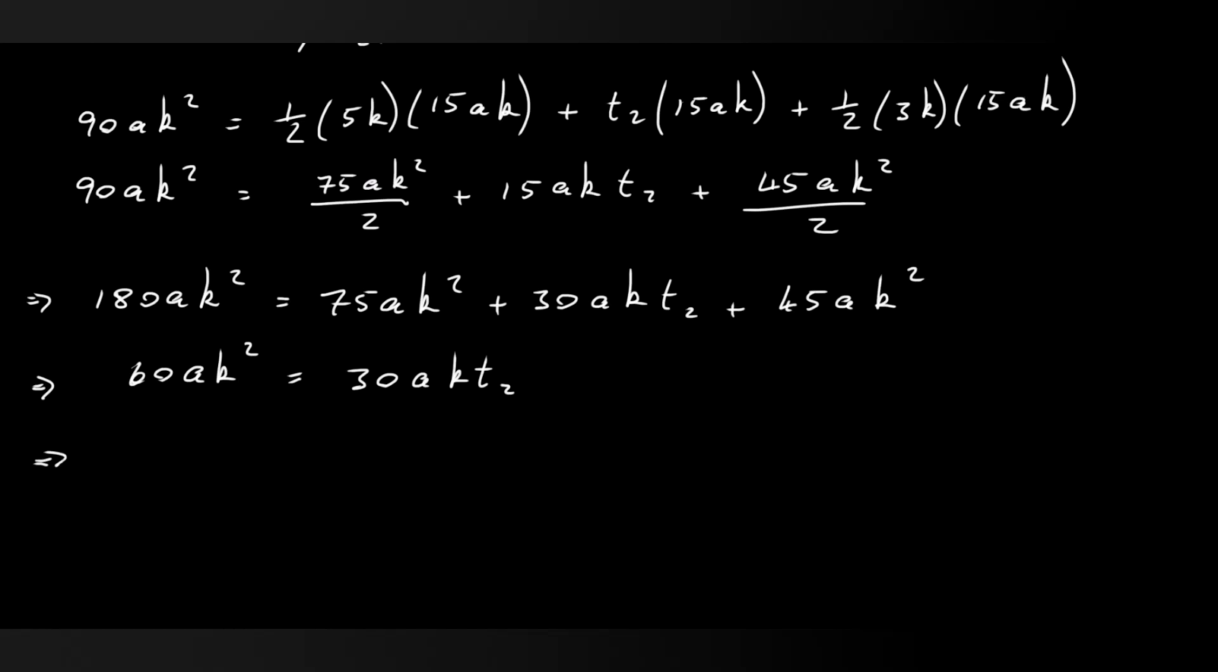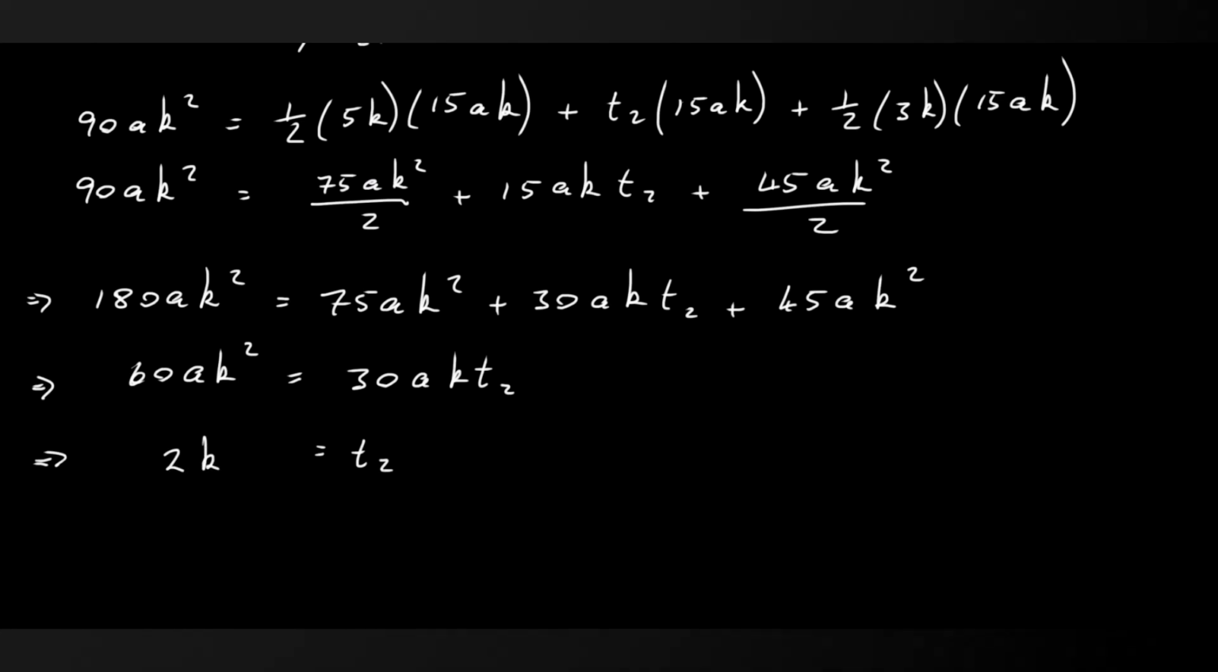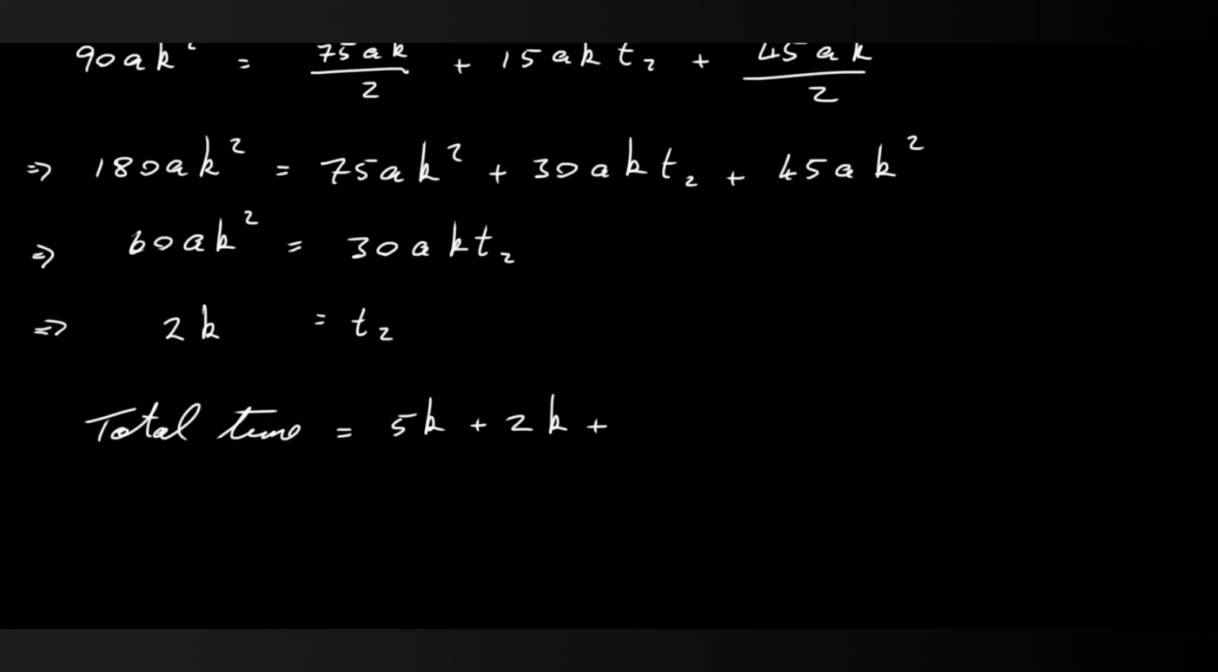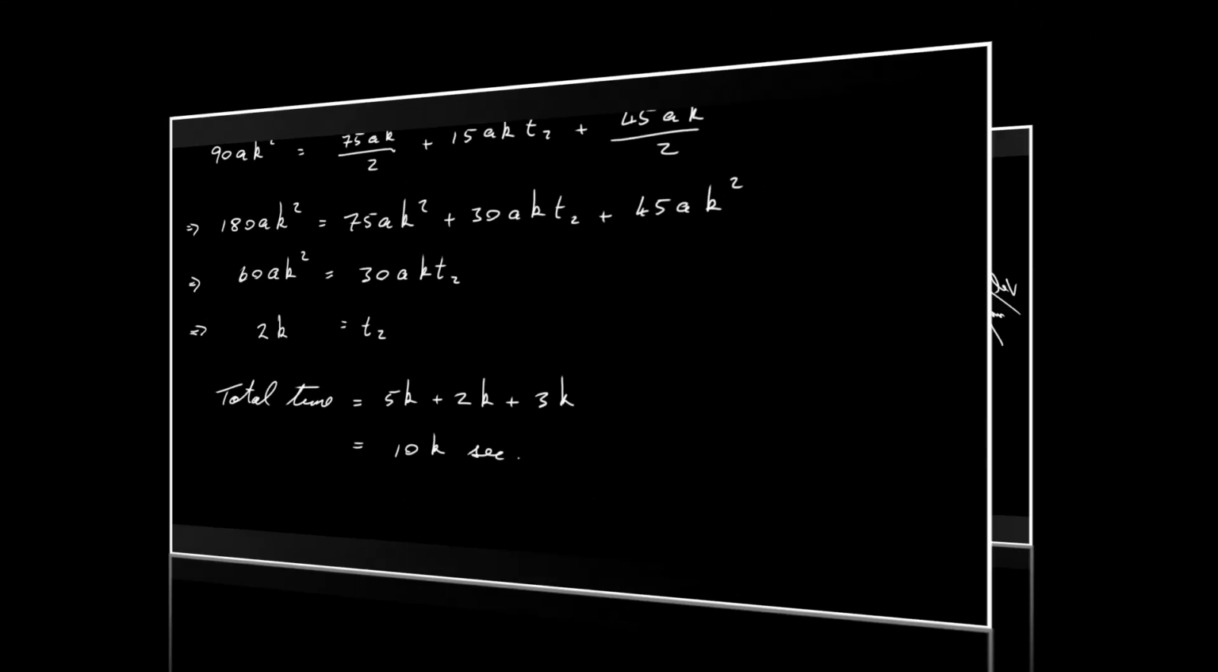And then finally just divide by 30ak, which will give me t2 is equal to 2. The a's will cancel. The k will divide into k² to give me k. So t2 is just equal to 2k. So our total time then is equal to t1 plus t2 plus t3. So t1 was 5k, t2 we've just worked out as 2k, and t3 was 3k. So our total time in this particular case is 10k seconds.